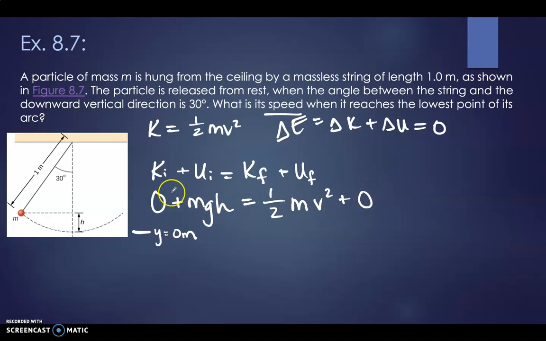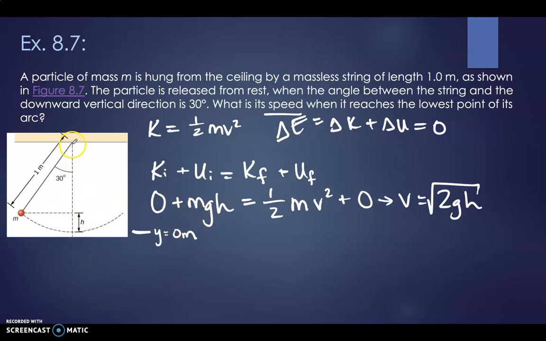Okay, so now we have this expression here, and we can rewrite it as V equals, notice that our m's will cross out. We have 2gh, and m's cross out. So we have the square root of 2gh, and that will be our speed or our velocity. Okay. So what we need to do is find an expression for this h value here. So what is this height?